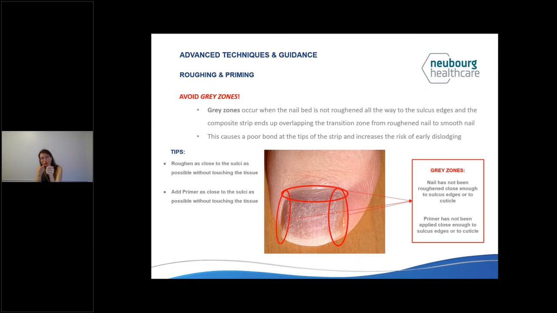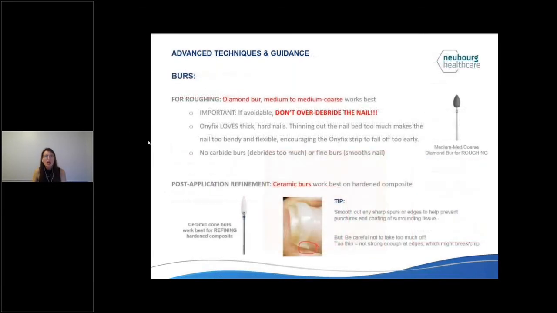It's better to have a little bit more primer on the side and then cut your Onyfix strip a little bit shorter of that primer edge, so that the composite itself never crosses from roughened to unroughened nail. Okay, so those are gray zones, guys.